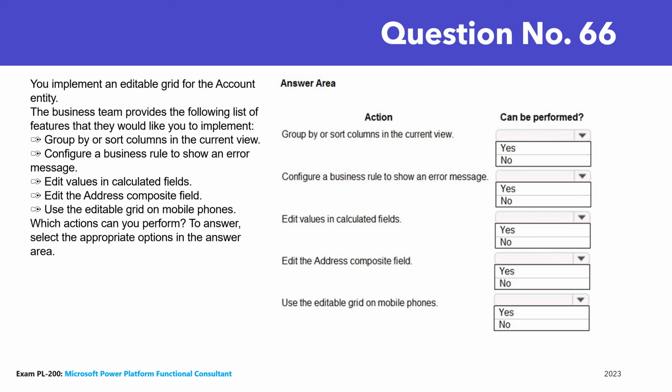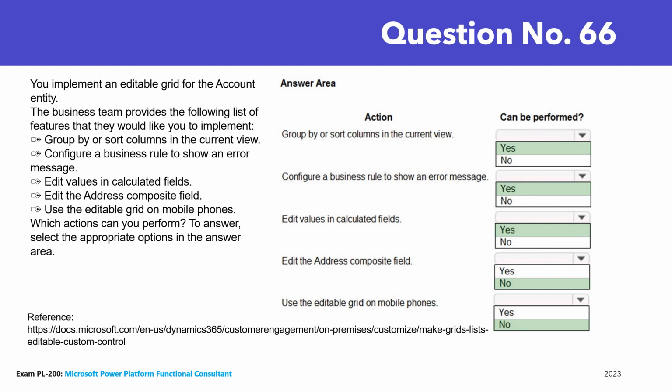Group by or sort columns in the current view. Configure a business rule to show an error message. Edit values in calculated fields. Edit the address composite field. Use the editable grid on mobile phones. Which actions can you perform? To answer, select the appropriate options in the answer area.